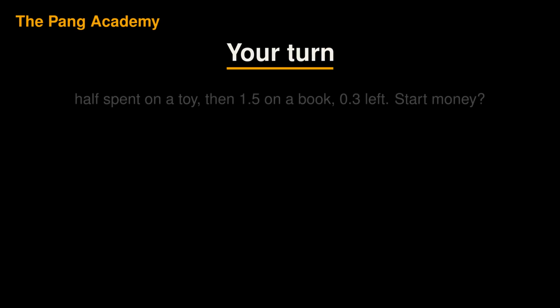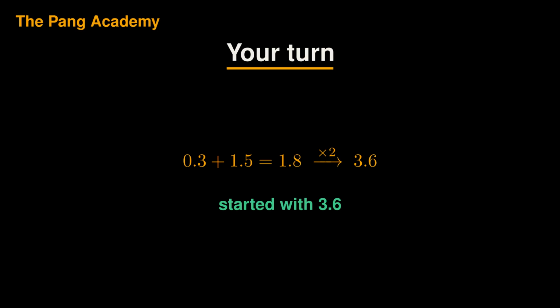Your turn. Someone spends half their money on a toy, then 1.5 on a book, and has 30 cents, 0.3, left. How much did they start with? Walk it backwards, pause and try. Undo the book first. Before the book, they had the 30 cents plus the 1.5, which is 1.8. That 1.8 was the half left after the toy. Undo the halving by doubling. 1.8 times 2 is 3.6. They started with 3.6. One more, a quick one.